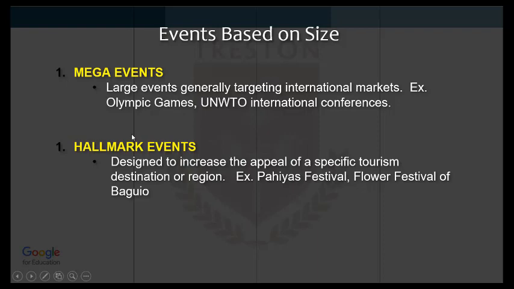Now, we also have the hallmark events. It's designed to increase the appeal of a specific tourism destination or region. A common hallmark event in our country, we call it fiesta or festival. We have the Panagbenga Festival in Baguio.